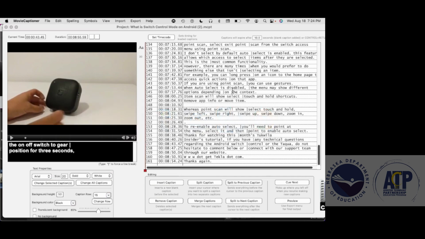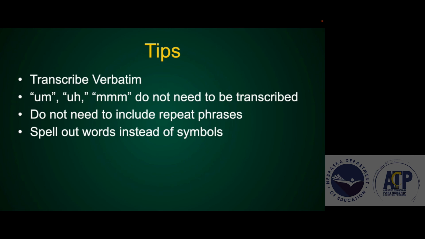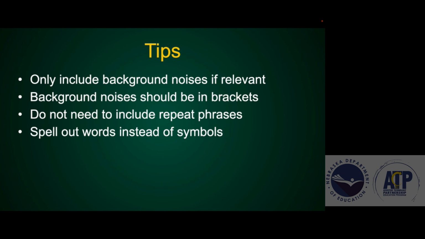Okay, and continuing on real quick. When we're doing captioning, a couple tips is you want to transcribe verbatim, so word for word. If there's ums and ahs, which you probably heard me do a lot, those don't need to be transcribed. You do not need to include repeat phrases, so if I repeat something, you don't have to do that. And you want to spell out words instead of using symbols. Only background noises, include those if they're relevant. Background noises should be in brackets.